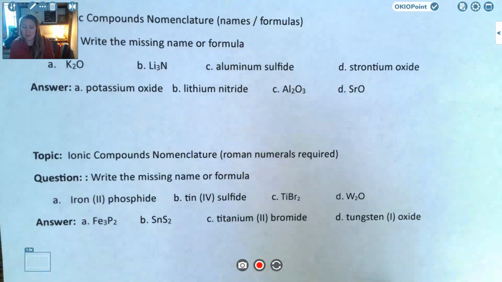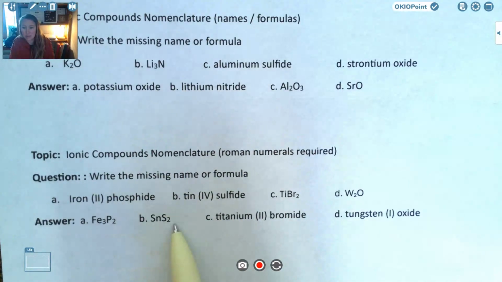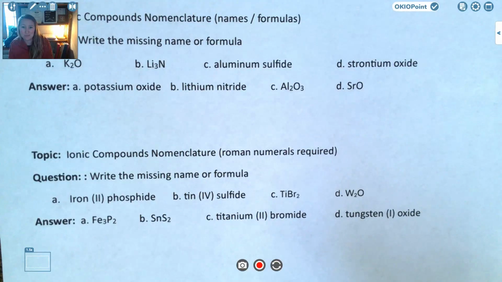So I have them do that. I also like to include tin 4 sulfide because it makes them reduce and one of them goes away. So reducing is important for them. And then again, I have them go the other direction as well.